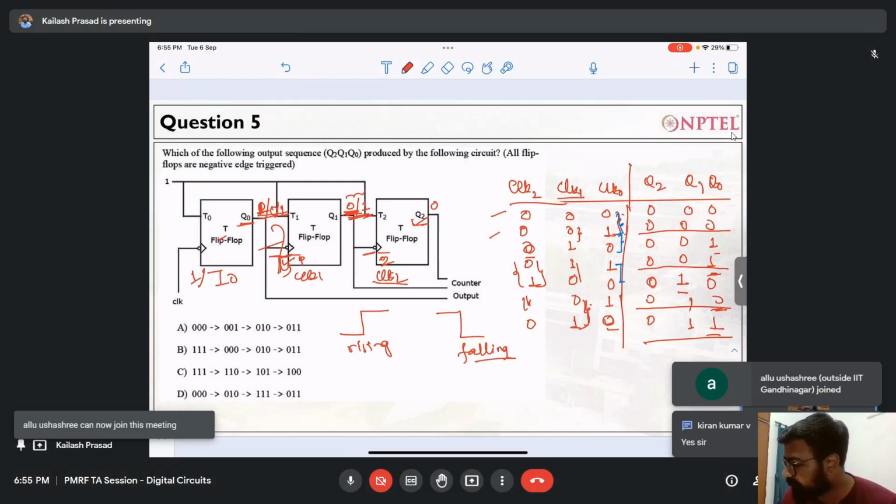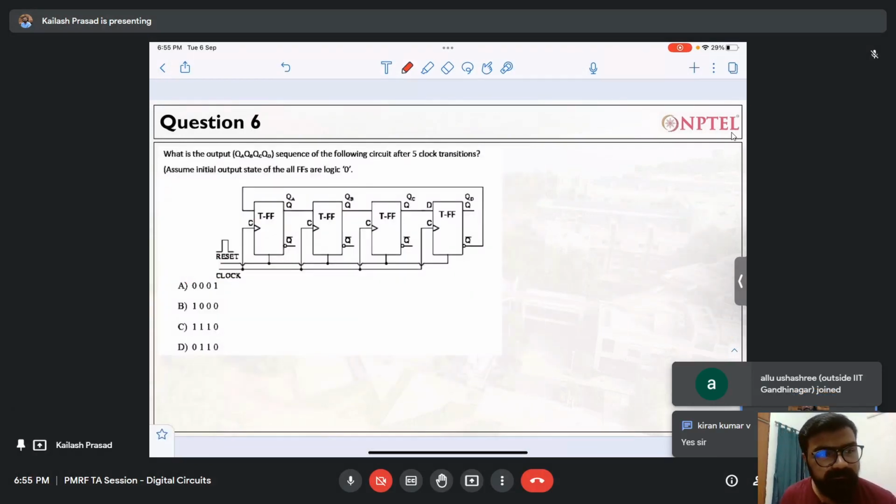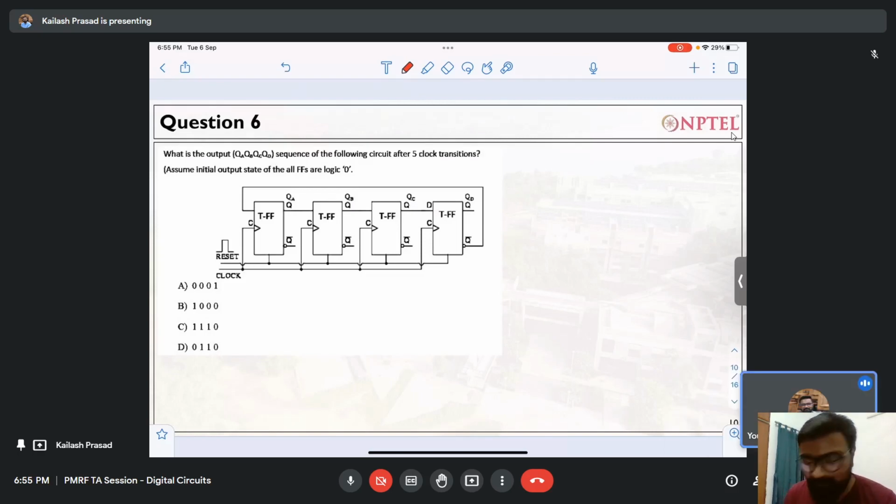Moving to the next question, which is again a similar kind of question. I'm throwing out a lot of questions like this so that you understand. What is the output QA, QB, QC, QD? Please note that they have asked QA, QB, QC, QD, so the sequence matters. Of the following circuit after 5 clock transitions, assume the initial output state of all the flip-flops is logic 0.